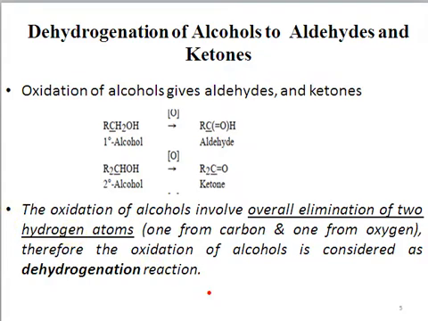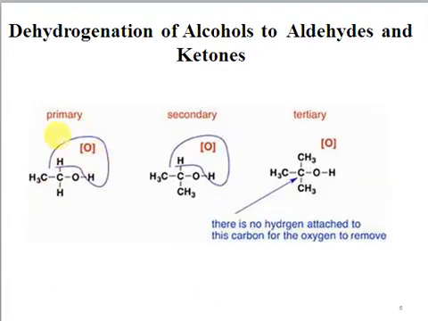For example, say here we have a primary alcohol, because the carbon to which oxygen is attached is further attached to just one carbon, right? In the dehydrogenation reaction, we eliminate one hydrogen from oxygen and one hydrogen from this carbon. As a result, we get a carbon-oxygen double bond here, right? Here we have a hydrogen and here we have a methyl group. So this is an aldehyde. The oxidation of primary alcohols will yield aldehydes.